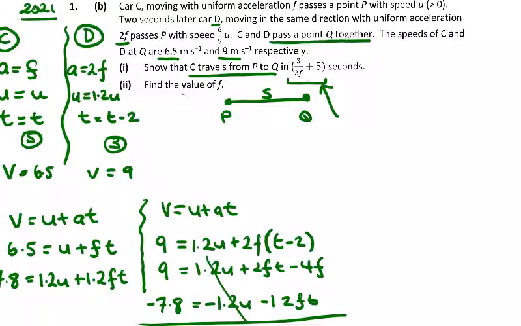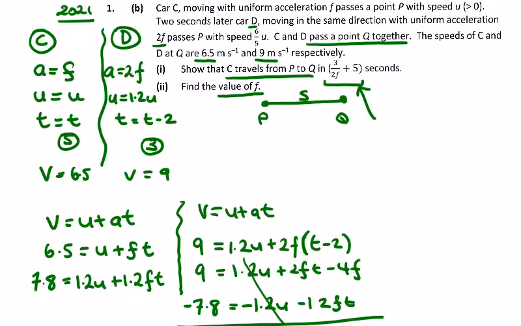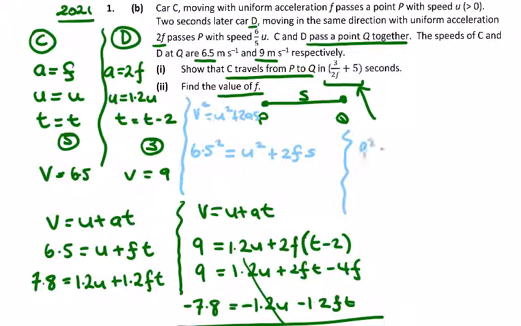And then we're asked to find the value of F. So solving for F, let's look at a couple of new equations here. Let's use V squared is equal to U squared plus 2AS. For C, we're going to get 6.5 squared is equal to U squared plus 2FS. And will that help us if we put that information into D? We're going to get 9 squared is equal to 1.2U squared.